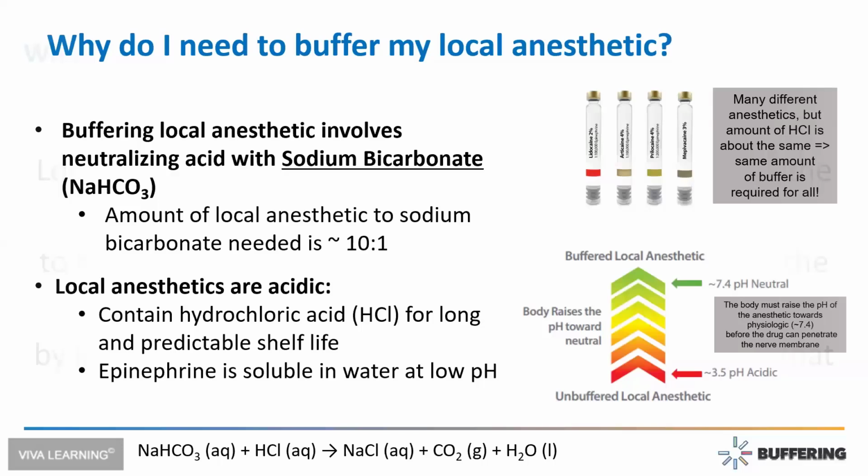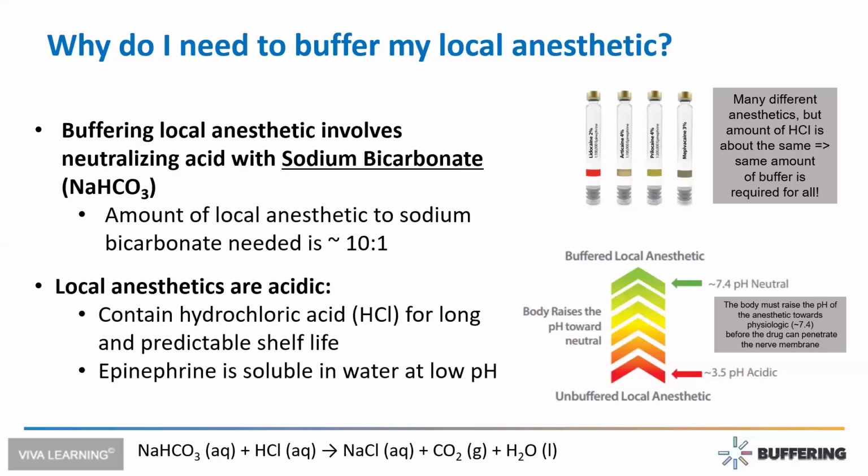So again, buffering local anesthetic involves adding sodium bicarbonate to neutralize the acidic solution. Roughly, the ratio is going to be around 10 parts local anesthetic to 1 part sodium bicarbonate. In other words, a 10 to 1 ratio is the recipe that you hear most often in the literature. It could be 9 to 1, 11 to 1. I mean, there's even 18 and 19 to 1, but most often it's around a 10 to 1 solution.